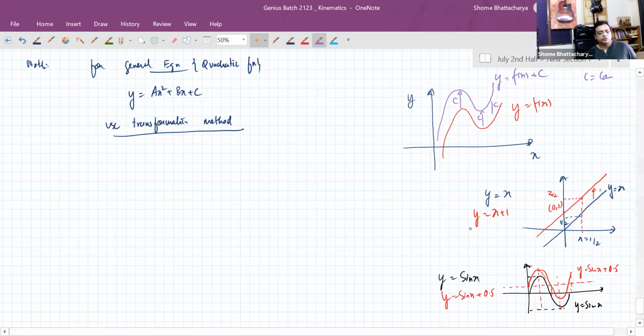Similarly, if you have the graph of, that will look like this one. So if c is negative, it will look like this. So this is the general transformation.